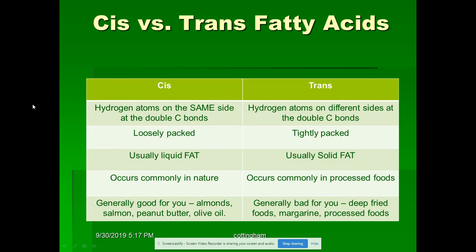And then we have a chart for you. Cis and trans fats are generally isomers of each other, even though you have structural differences, with the same chemical formulas. Same side, different side. Cis is loosely packed, allowing as much hydrogen as possible to get on it. Trans fats are tightly packed, which gives you your solid and your liquid. Cis fats occur commonly in nature, as you can see below here. They are plant-based. These are your good fats.